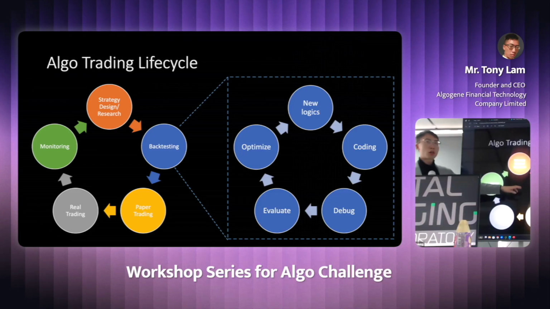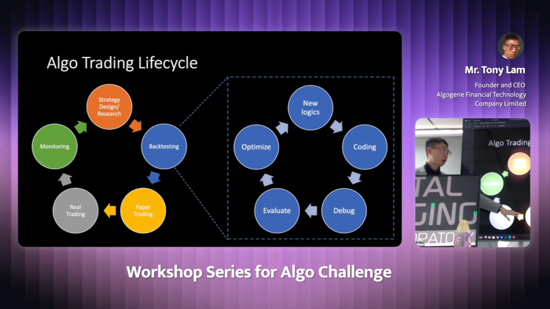Once you come up with a good trading strategy, the next step is paper trading. Paper trading simply means that we apply our strategy over the real-time market. We base on real-time market data to feed into our trading program, but we just use virtual money to run our algorithm. So we don't need to risk our real capital.